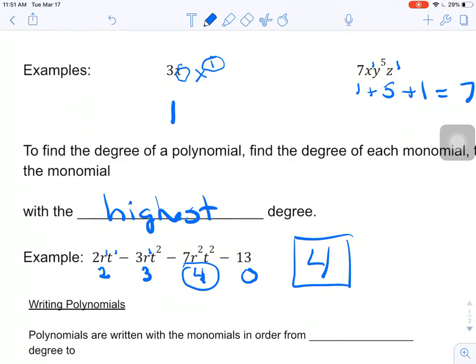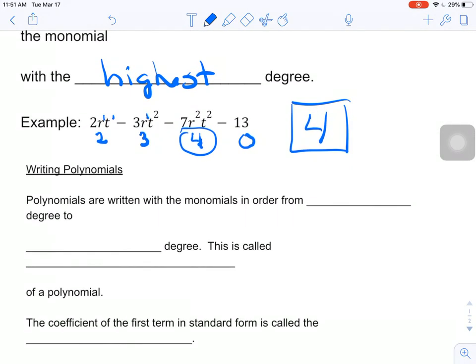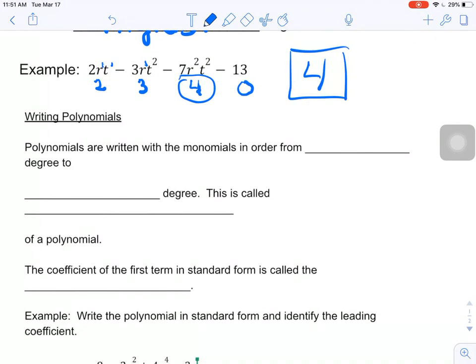So one last thing about polynomials for today. Now we've talked about what a polynomial is. We've talked about how to find the degree of a polynomial, which gives us a way of talking more about polynomials. We're also going to talk about some rules. The last thing, writing polynomials.